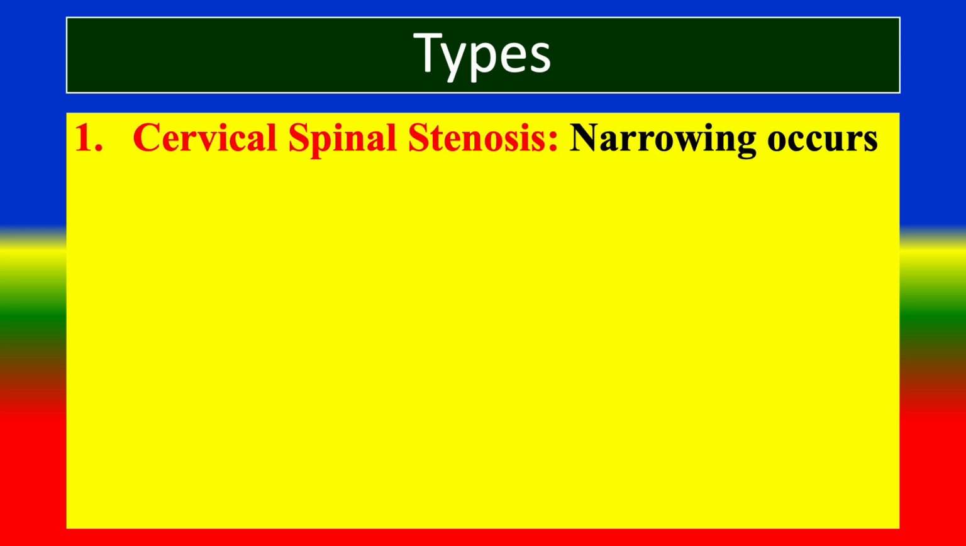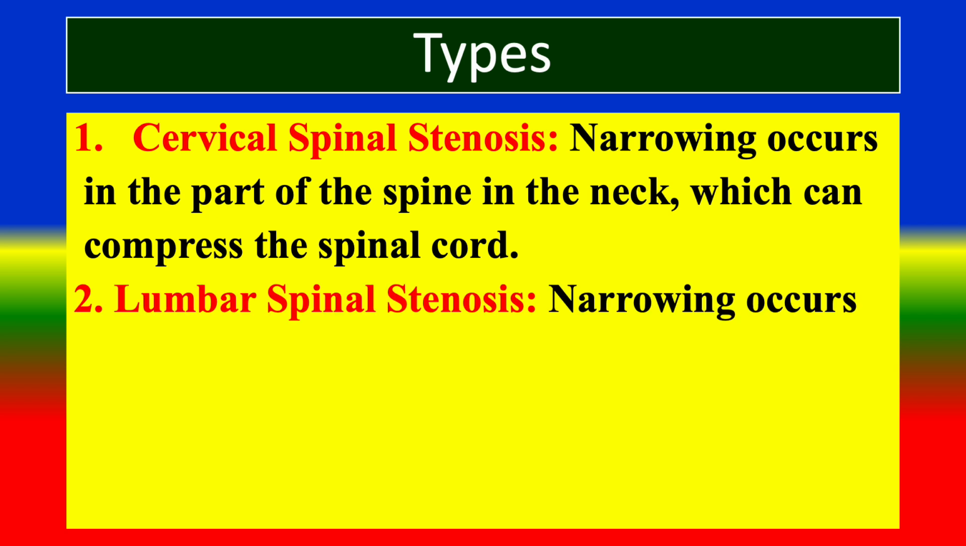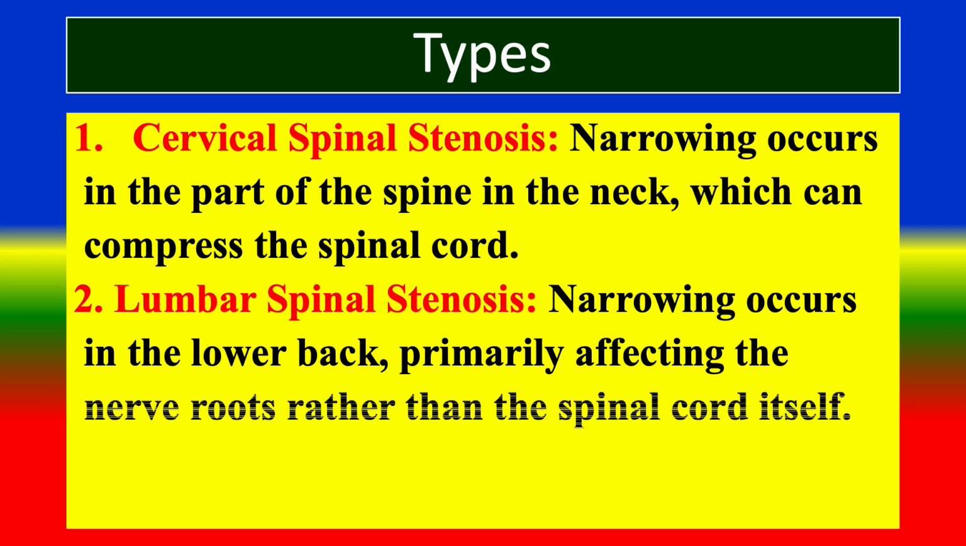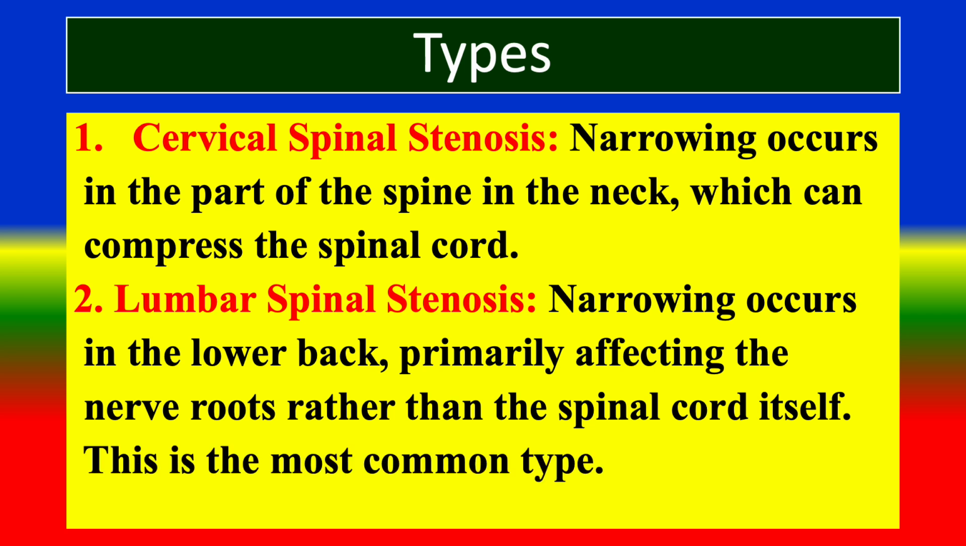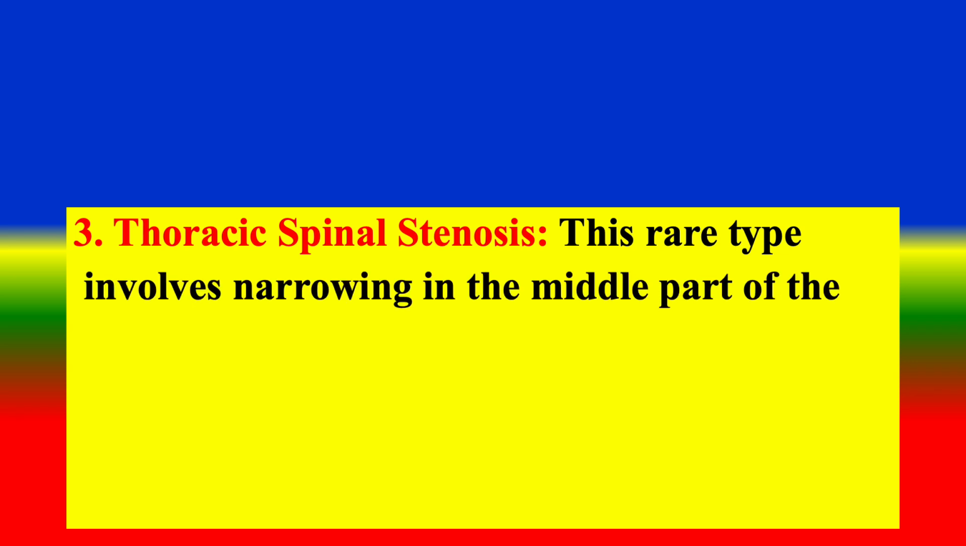Types. 1. Cervical spinal stenosis. Narrowing occurs in the part of the spine in the neck, which can compress the spinal cord. 2. Lumbar spinal stenosis. Narrowing occurs in the lower back, primarily affecting the nerve roots rather than the spinal cord itself. This is the most common type. 3. Thoracic spinal stenosis. This rare type involves narrowing in the middle part of the spine.